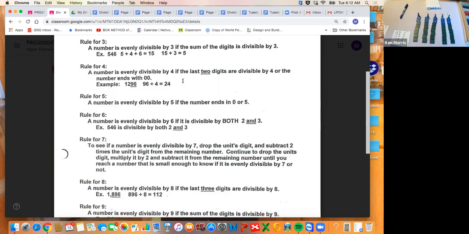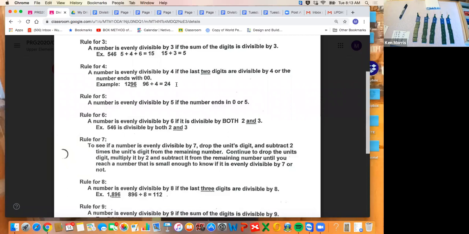All right. So the rule for 4 is: a number is divisible by 4 if the last 2 digits are divisible by 4, or if the number ends with 2 zeros. Pretty obscure. I think you just have to give them the rule. The example they give is 1,296. You look at 96, and 96 divided by 4 is, of course, a whole number with no remainder.